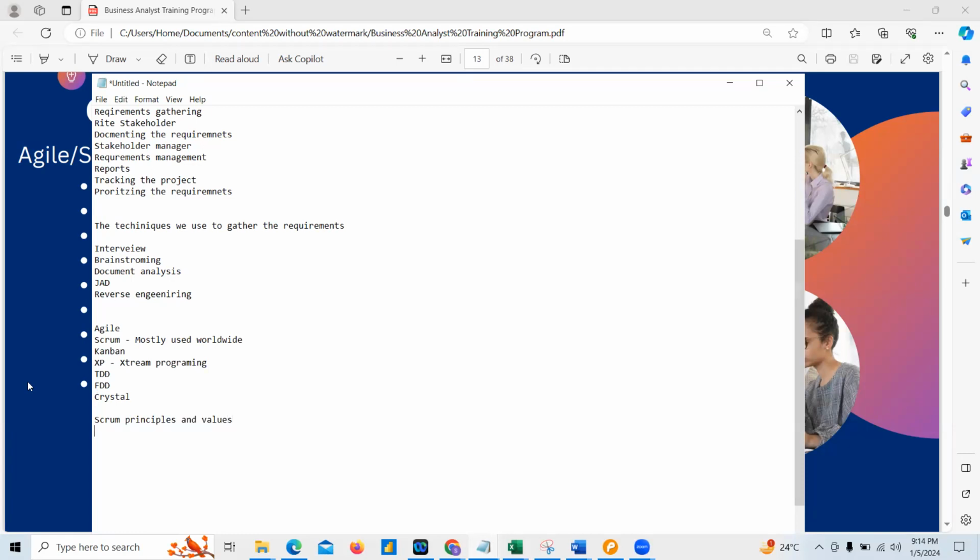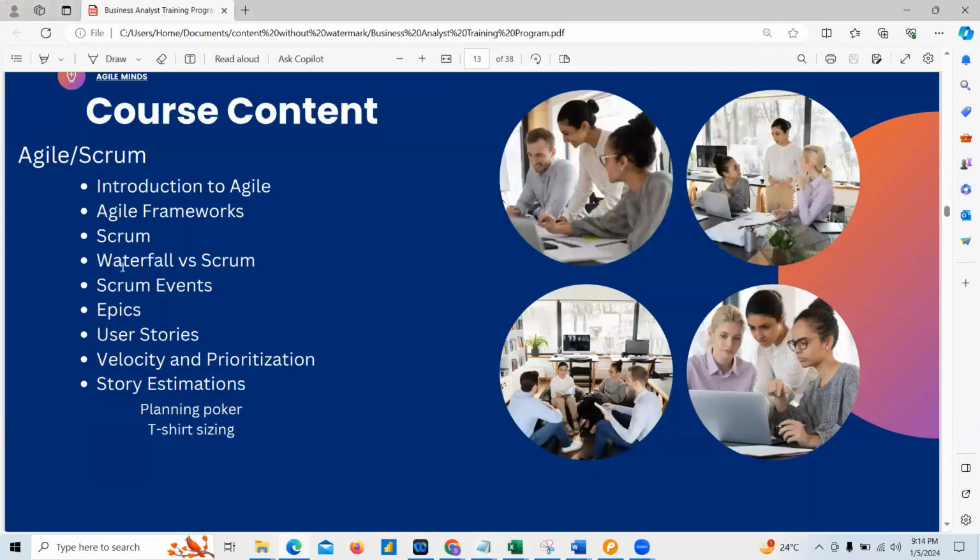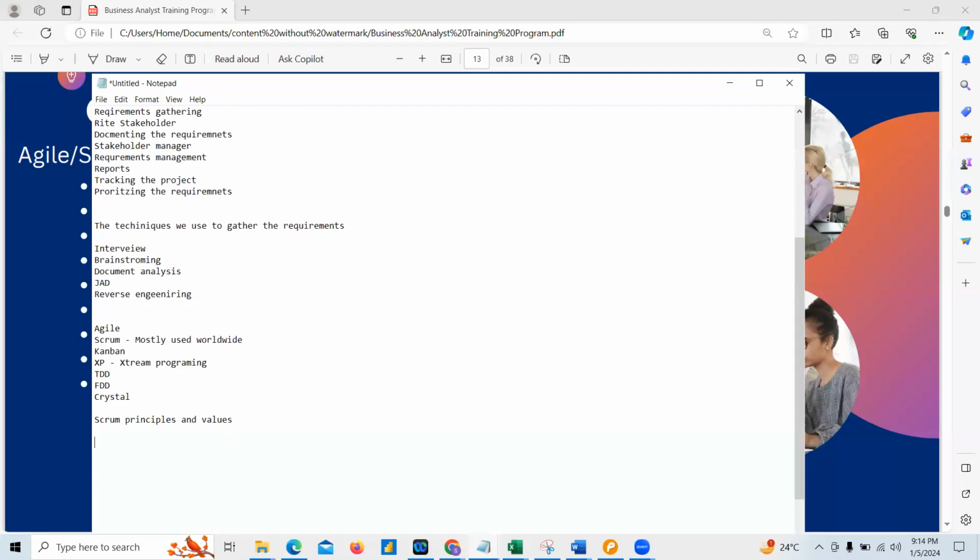How to write user stories, and what is the difference between Scrum and waterfall. We cannot directly write user stories. There is a hierarchy which we have to maintain: epic, feature, then user story. A user story is said to be complete only when we have acceptance criteria. This is a major part of writing the user story.